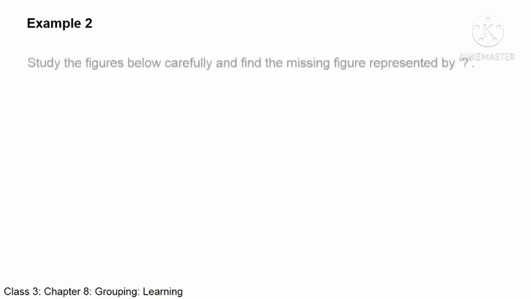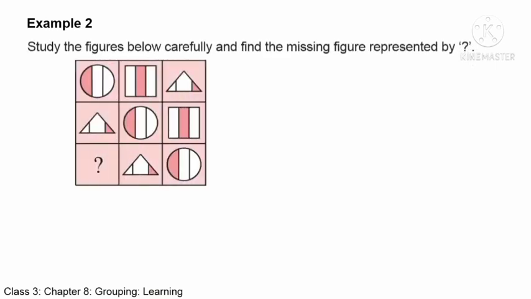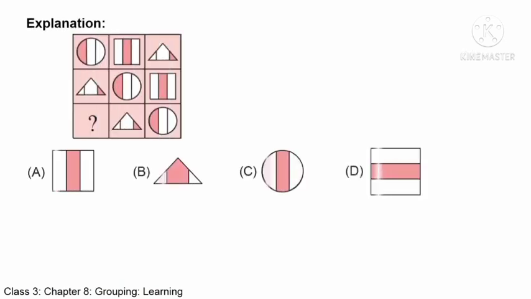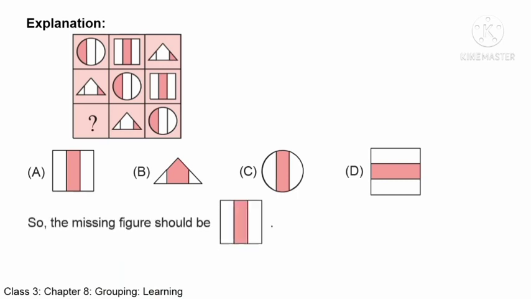In this example, study the figures below carefully and find the missing figure represented by a question mark. We have options A, B, C, or D. Observe carefully. You will notice that there are 3 circles and 3 triangles. So obviously there needs to be 3 squares too. Among the options A and D, option D has horizontal lines which do not fit with the question. But option A has vertical lines which fit in. Thus the answer is option A.